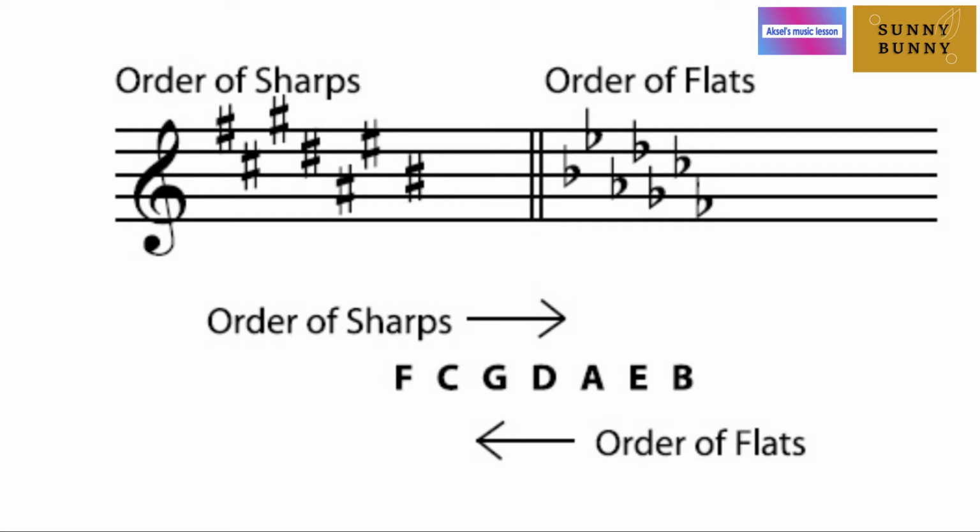The order of flats is the reverse of the order of sharps: B flat, E flat, A flat, D flat, G flat, C flat, F flat. So the keys with only one flat, F major and D minor, have a B flat. The keys with two flats, B flat major and G minor, have B flat and E flat, and so on. The order of flats and sharps, like the order of the keys themselves, follows a circle of fifths.